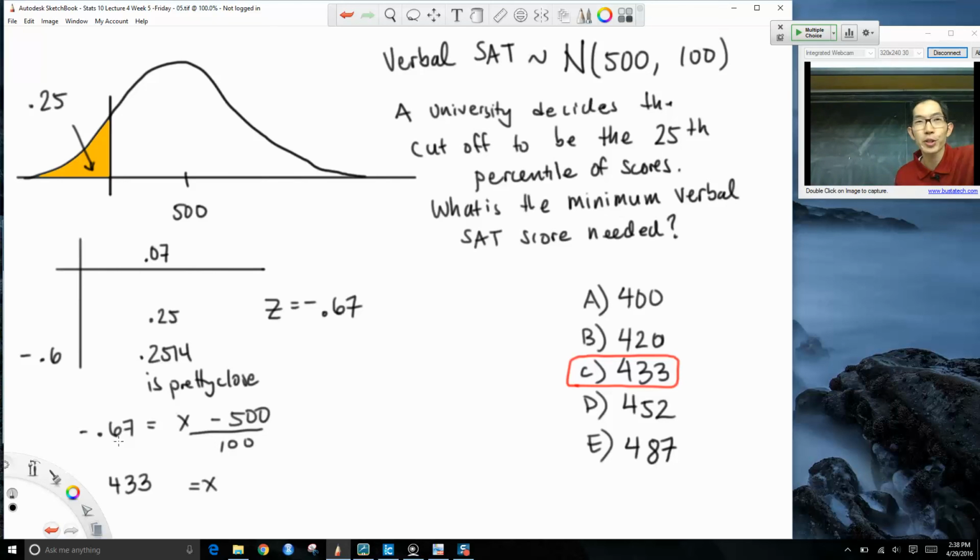We're going to encounter the normal model quite frequently in the future, so make sure you're comfortable with these types of problems, going from a score to a percentage or proportion area, or if I give you the percentile, going back to a score.